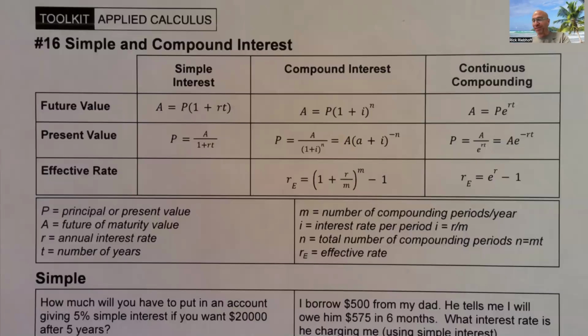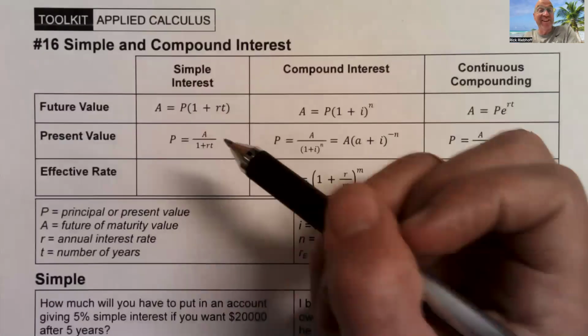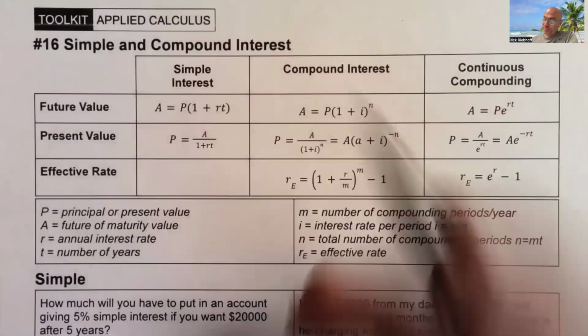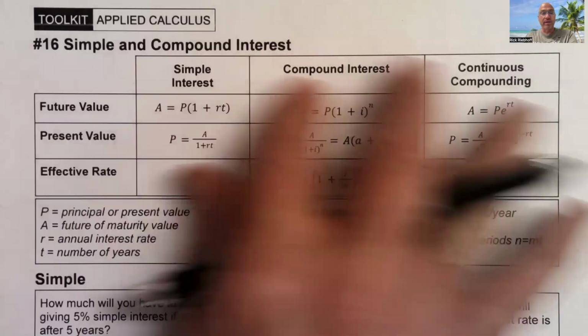All right, people, here we go. Number 16, simple and compound interest. Fun stuff. So we're going to get into some more financial literacy stuff here, right? How much do you need to put into an account to get a certain amount at the end is really what we're thinking about here.